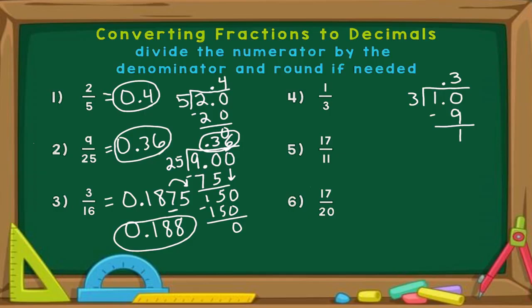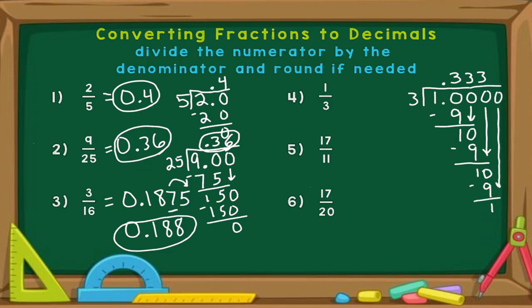Remember, we want that clean-cut 0 to tell us that we are done. So we need to add another 0, drop it. So we have another 10. How many whole 3s out of 10? Well, 3. 3 times 3 is 9, and our pattern is going to start here. Subtract, add another 0 and drop it. So we have another 10. 3 3s out of 10, 3 times 3 is 9, subtract, get 1, and you're probably getting the point here. It's going to go on forever. So it's a repeating decimal.